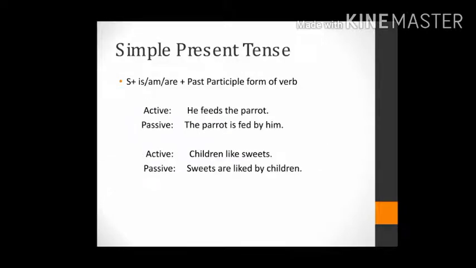I'll start with simple present tense. The formation of passive voice will be like this. Subject plus is or am or are plus past participle form of the verb. Example, he feeds the parrot. In this sentence, he is the subject, feeds is the verb, the parrot is the object.